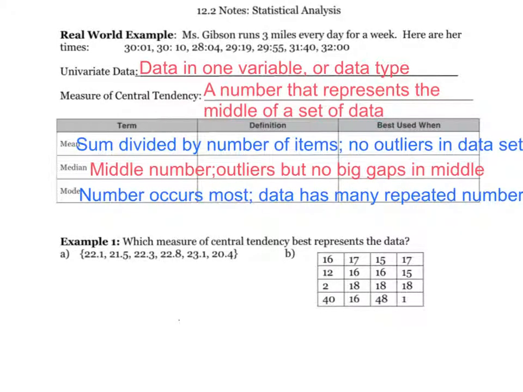This is section 12.2, Statistical Analysis. For our first example, we have a real-world example. Miss Gibson runs 3 miles every day for a week.